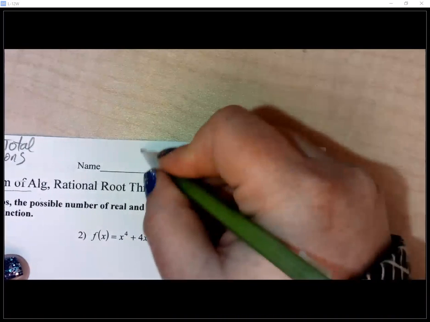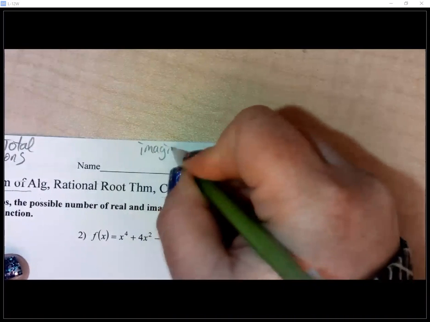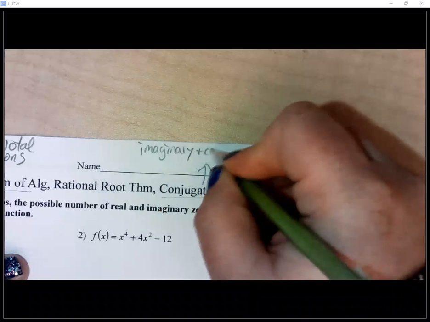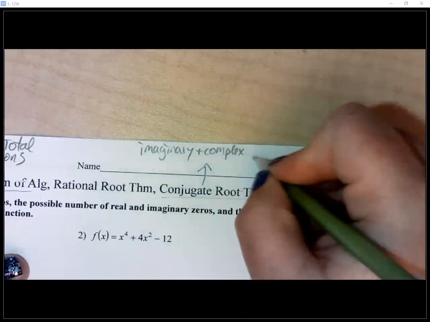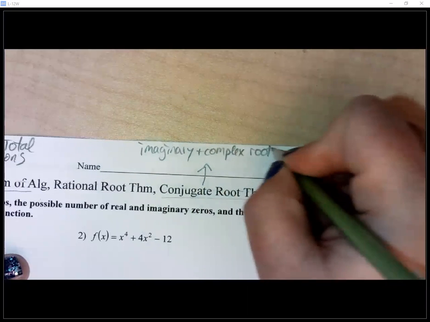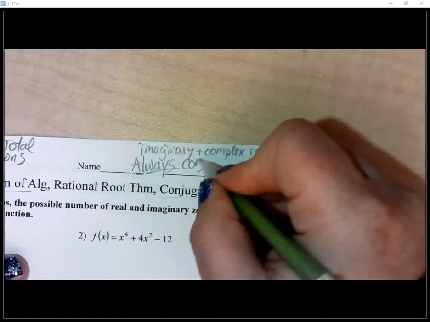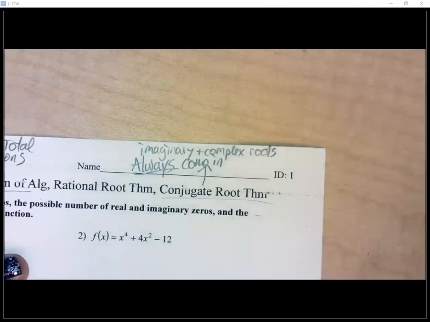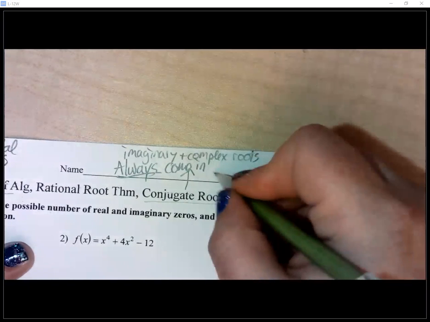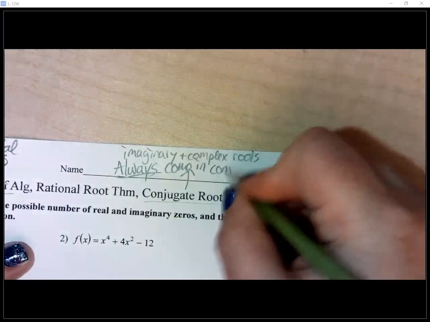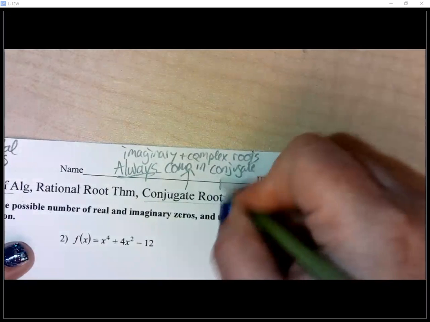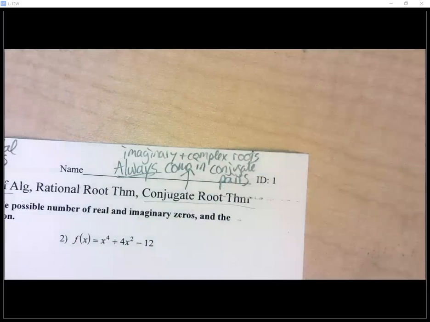imaginary and complex roots always come in pairs. And it's their conjugate pair, right? It's not just some random one. So we'll say they always come in conjugate pairs. You with me so far?